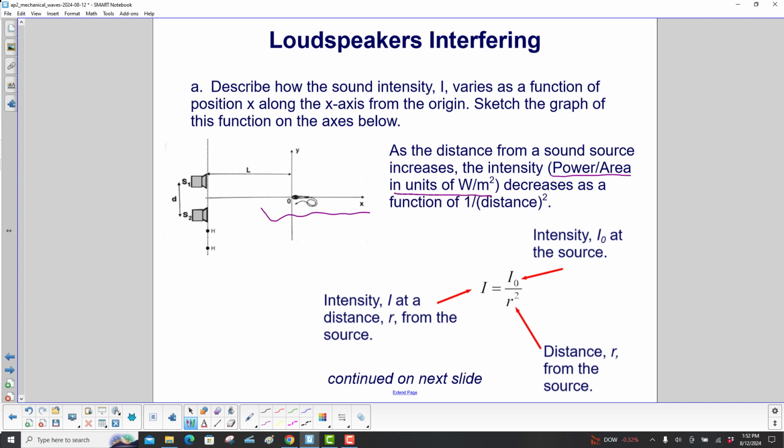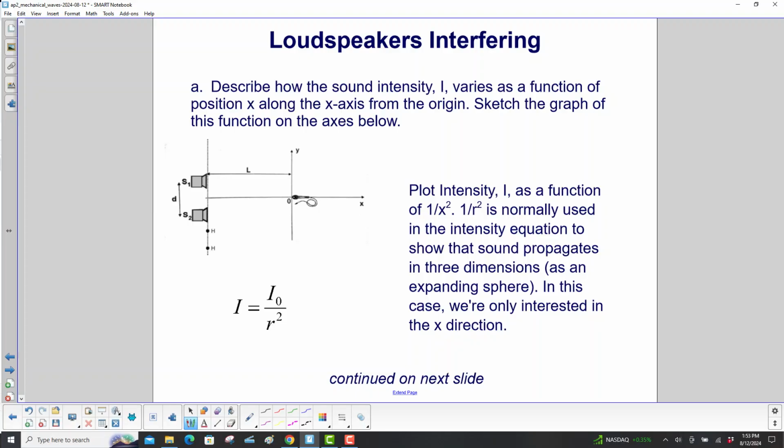As the distance from a sound source increases, the intensity, which is power over area in units of watts per meter squared, decreases as a function of 1 over the distance squared. So here's our equation. This is the intensity at a distance r from the source. I0 is the intensity at the source, and r is the distance from the source. And make sure you realize that's r squared over there.